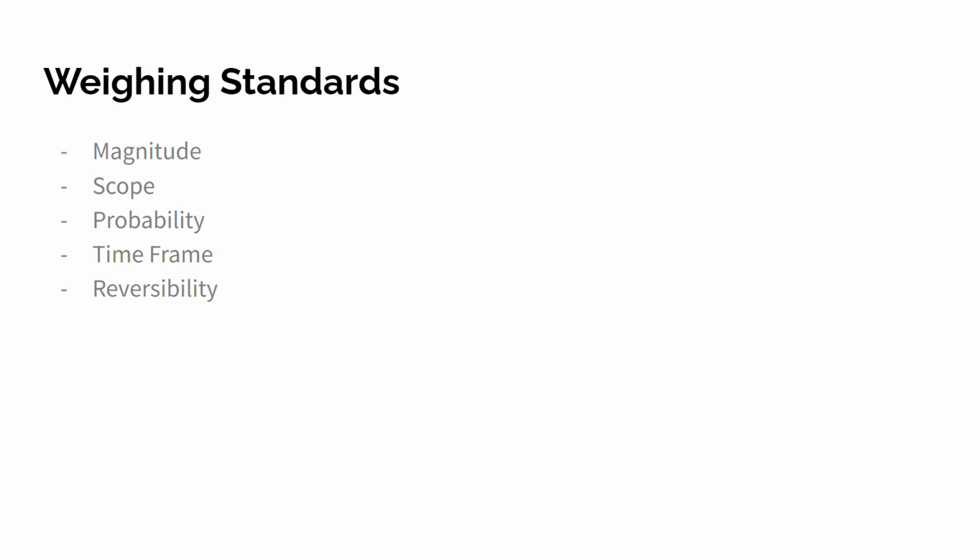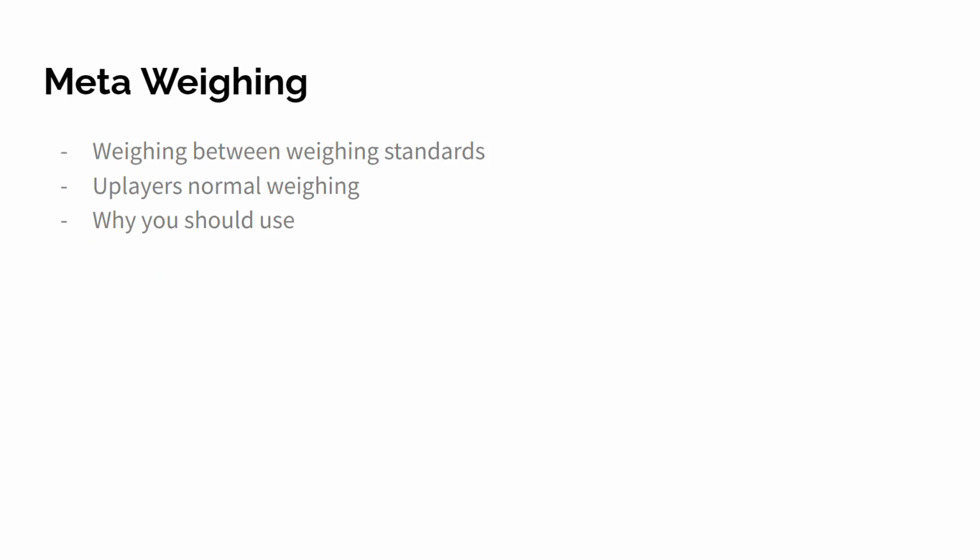So these are the five most common weighing metrics that you'll find in debate, and it's good to make multiple weighing standards, but it's always good to prioritize one of them and give reasons as to why that weighing standard is most important, which is what we're going on to next, which is meta weighing.